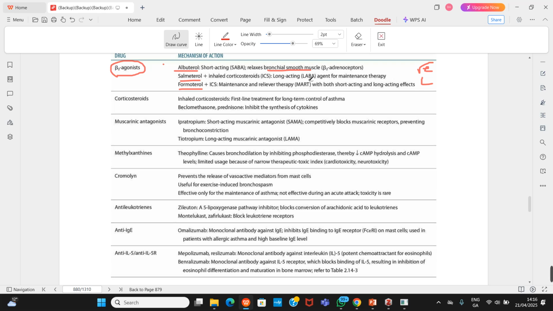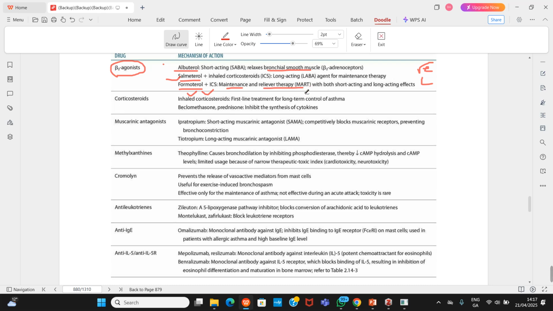But for something to act as a controller, it should be able to do it for a long period of time. That means it should have a long duration of action. That is why salmeterol is good. You might not be able to relax that bronchial airway immediately, but it will do it for a long time. So that's salmeterol. But the one that can do both is formoterol. It will do it immediately and it will do it for a long period of time. So it can act as a controller or maintenance as well as a reliever therapy.